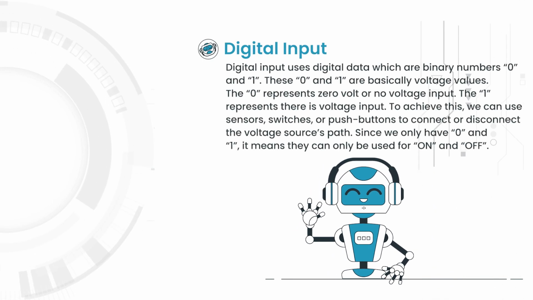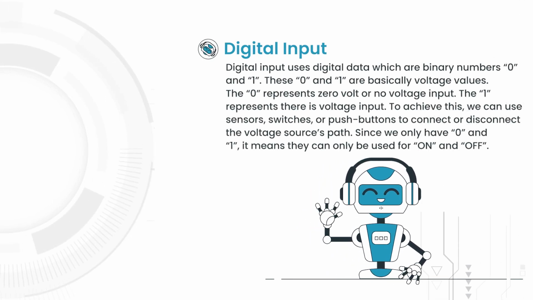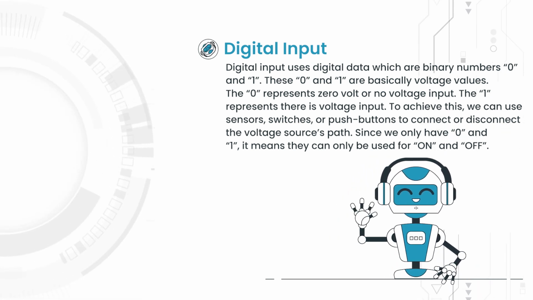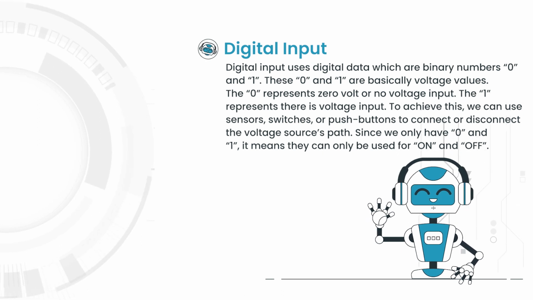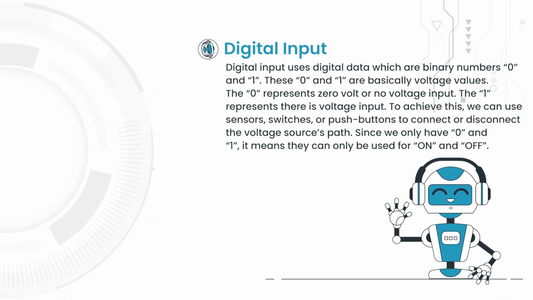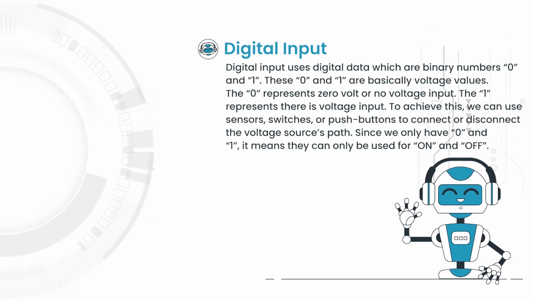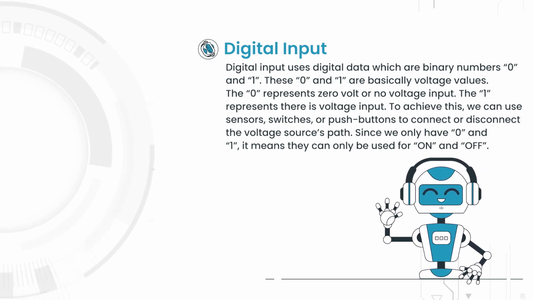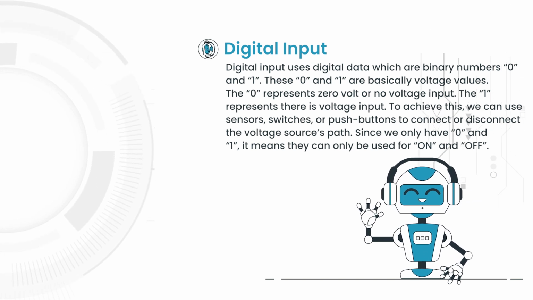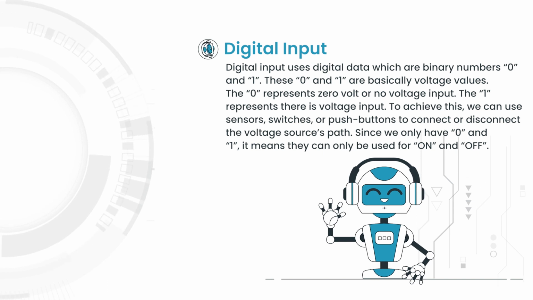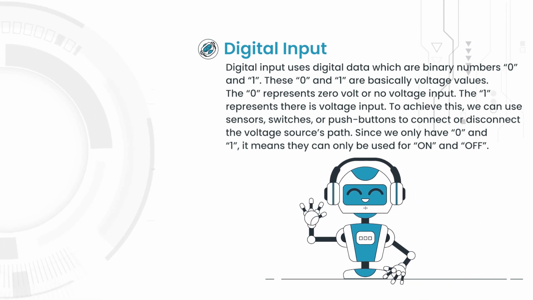Digital input. Digital input uses digital data which are binary numbers 0 and 1. These 0 and 1 are basically voltage values. The 0 represents 0 volt or no voltage input. The 1 represents there is voltage input. To achieve this, we can use sensors, switches, or push buttons to connect or disconnect the voltage source's path. Since we only have 0 and 1, it means they can only be used for on and off.